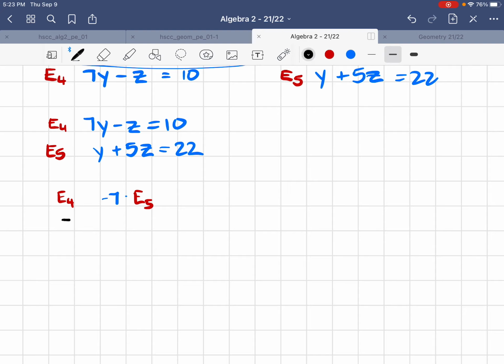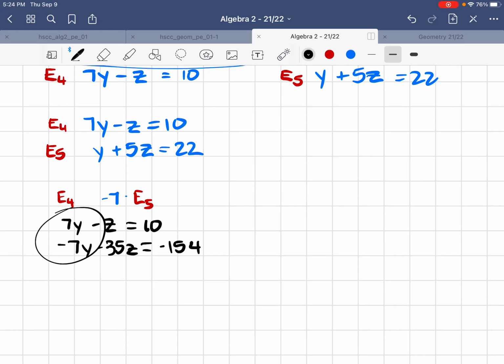E4, nothing changes. 7y minus z equals 10. Now we need to do E5 times negative 7. So we're going to go negative 7 times y is negative 7y. Negative 7 times 5z is negative 35z. And negative 7 times 22 is negative 152, I think. All right, I don't have my calculator. I try to do that math in my head really quickly, and I take it back. We're going to go with negative 154 on that, okay?